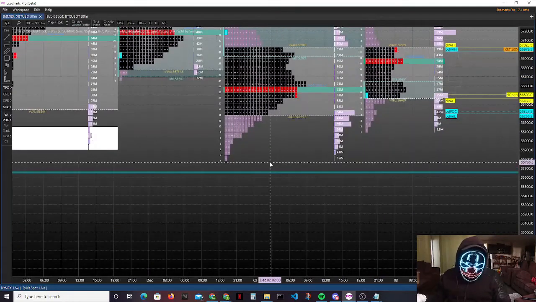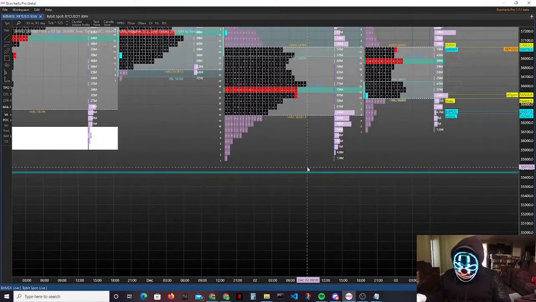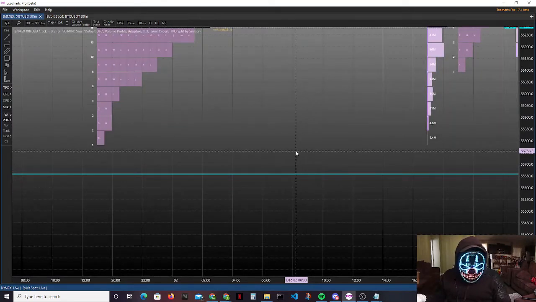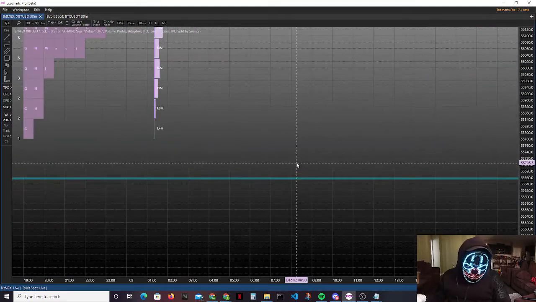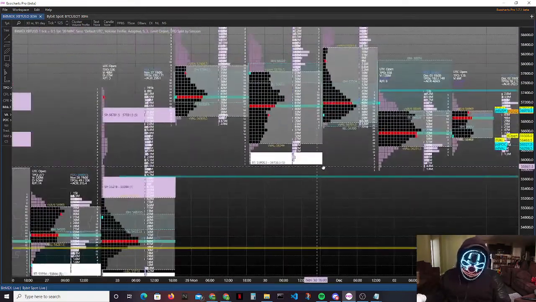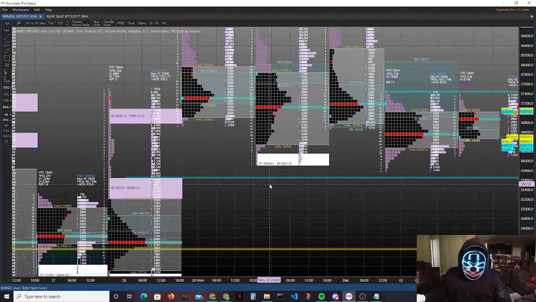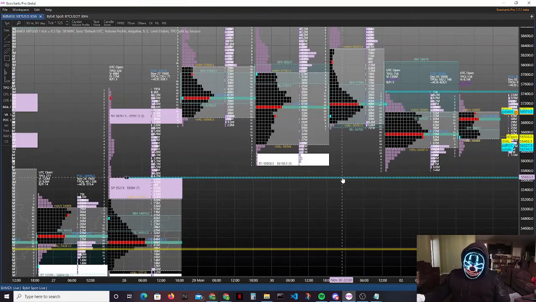We came pretty close though. Look at that, two, three ticks. Okay, cool, we got like three ticks away from it. So yeah, it's usually a safe bet when you get these single prints to place a trade right there.